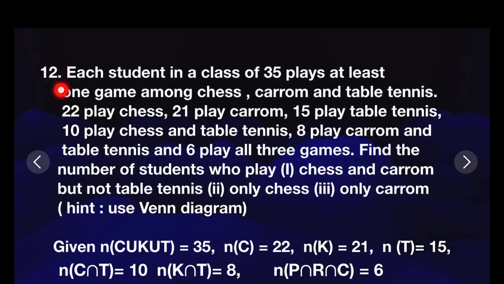Question 12. Each student in a class of 35 plays at least one game among chess, carom and table tennis. First name the sets as capital C for chess. Carom is also C, so we will name it as capital K, and table tennis capital T. So the total number of students in the class is 35. So n of C union K union T is 35. Then you can write down all these values. n of C is 22, n of K is 21, n of T is 15. n of C intersection T is 10. So forth, you write down all these values.